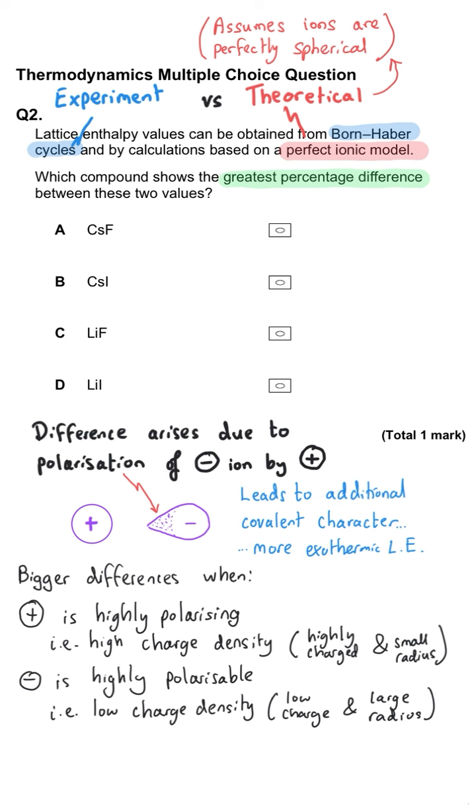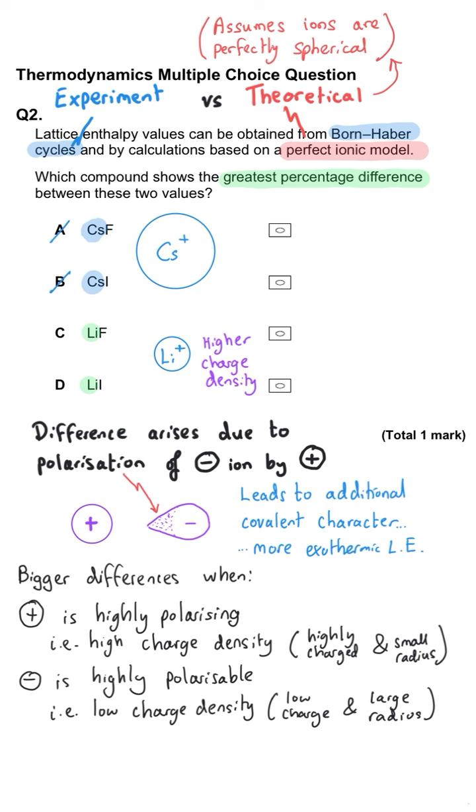So we've got cesium and lithium as our positive charges. Both of these ions are in group 1, so that means they will be both 1+, but lithium is significantly smaller, so therefore more polarizing. And so we can rule out A and B.